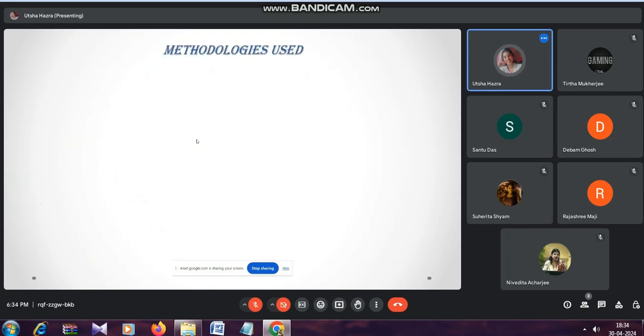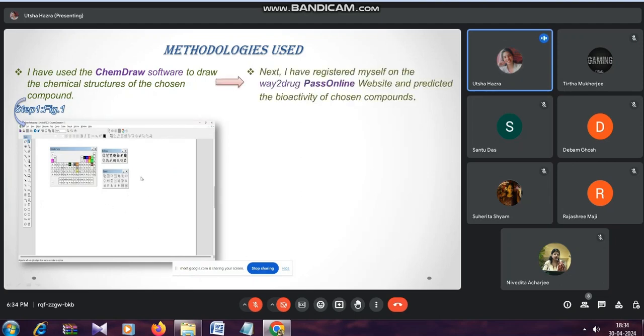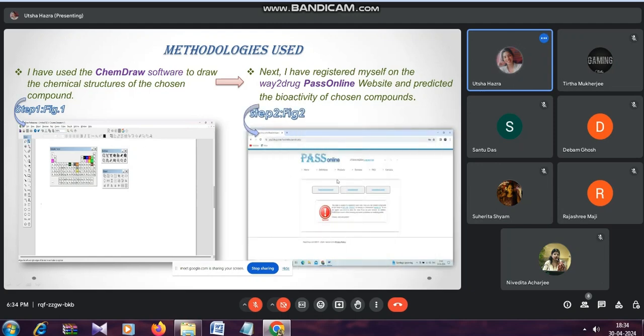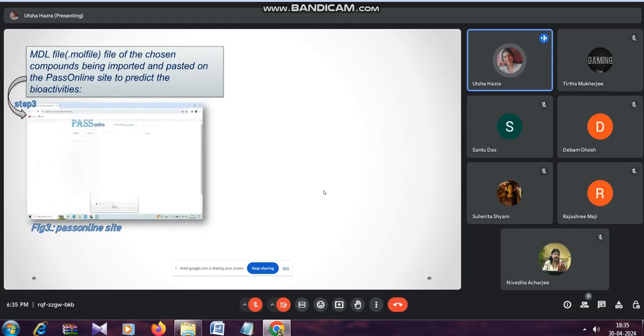Then we come to the next part of the slide, the methodologies used. I have used ChemDraw software to draw the chemical structures of the chosen compounds. This is the first step, and you can see the figure of ChemDraw. Then we come to the second step, where I registered myself on the Way2Drug PASS Online website and predicted the bioactivity of the chosen compounds. This is the PASS Online website, where you can predict a new compound. Then the next step is that the mol file created is imported and pasted on the PASS Online site to predict the bioactivities. And this is the figure of the PASS Online site.